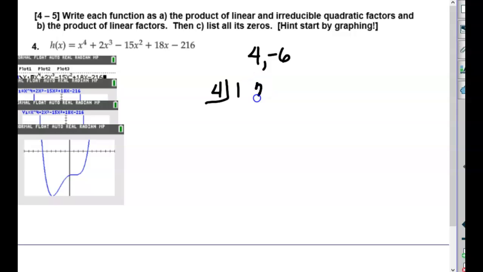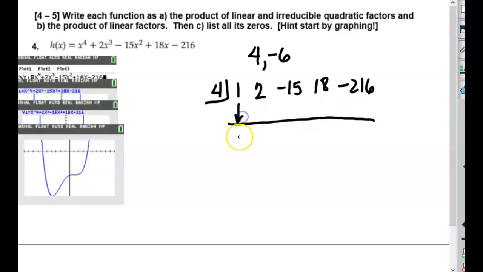Do I need any placeholders? Okay. It's supposed to come out 0, right? Because it was a root on the calculator, it was 0. So bring down the 1, multiply is 4, add is 6, multiply is 24. I think that's 9. Did I do okay? Is that right, guys? I think so. 4 times 9 is 36.